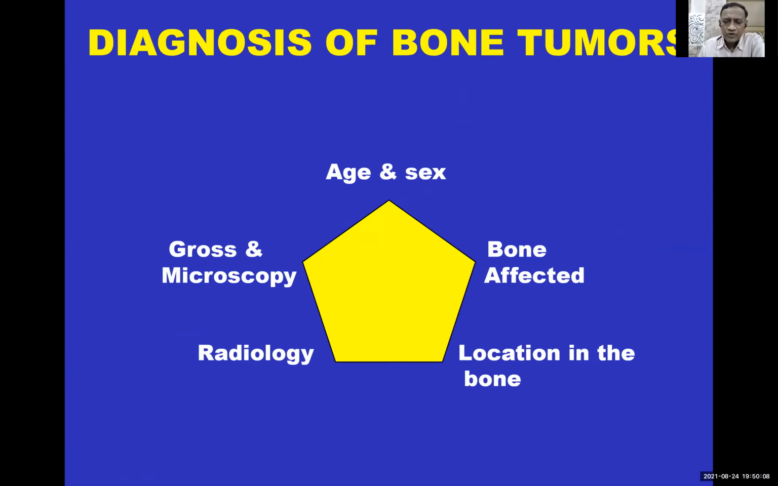Then comes the bone tumor. How will you diagnose? These are the factors we should consider while making the diagnosis: age, sex, bone, location in the bone, radiological picture, and gross and microscopy. That is the whole. All these factors will give you the final diagnosis of a bone tumor. I'm not going to guess.